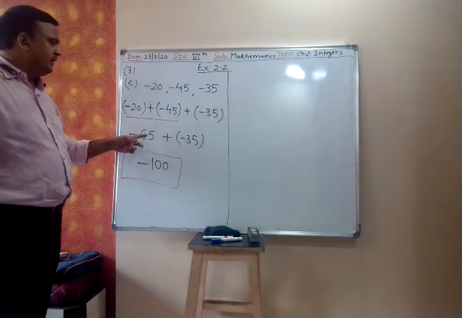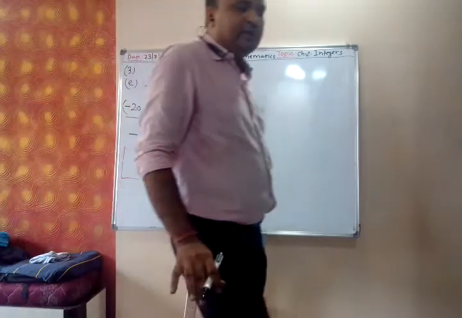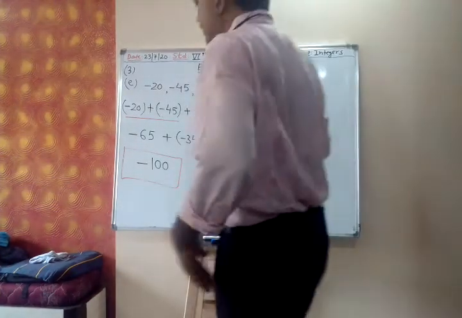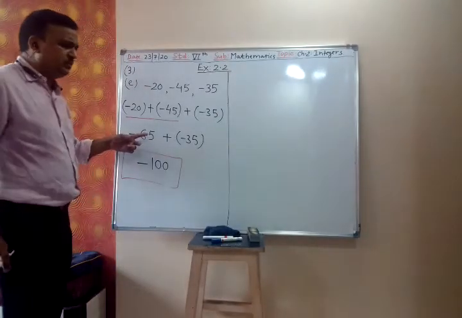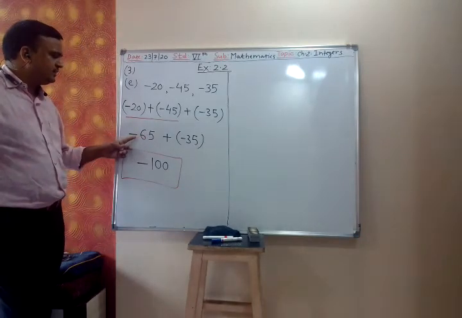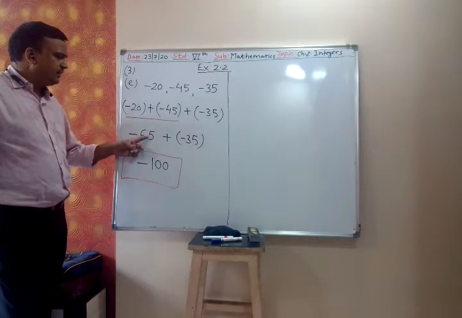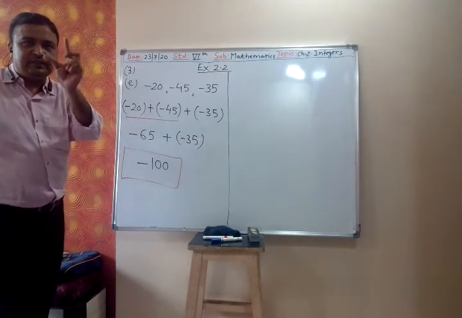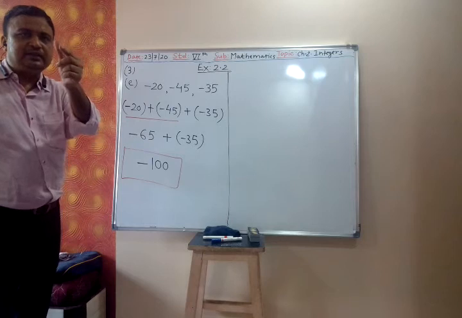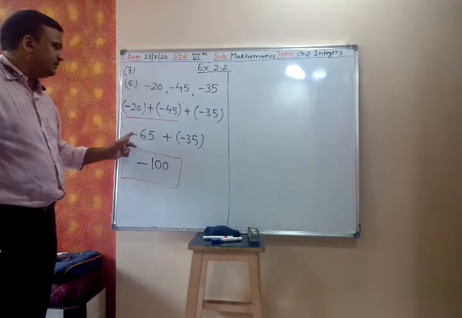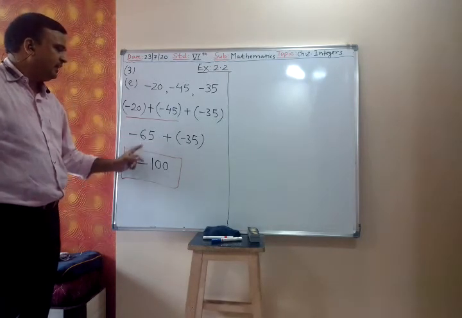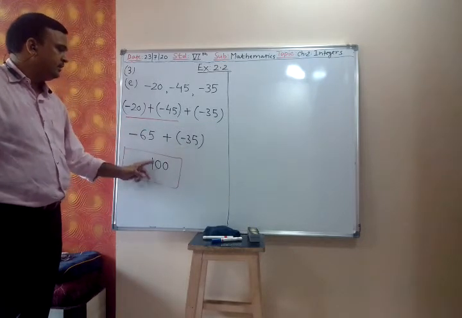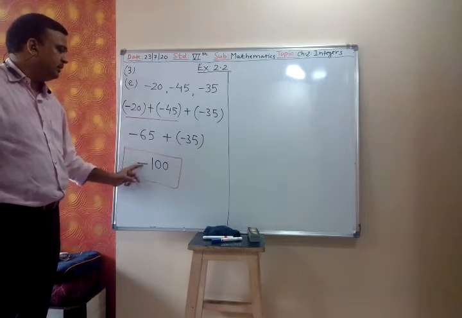What is the sign of 65? Minus. The sign of 65 is minus. The sign of 35 is minus. So whenever they have the same sign, minus minus, I have to take the common sign minus. Minus minus we write minus and then we add the numbers. 65 plus 35 is 100 and the common sign is minus, so it becomes minus 100.